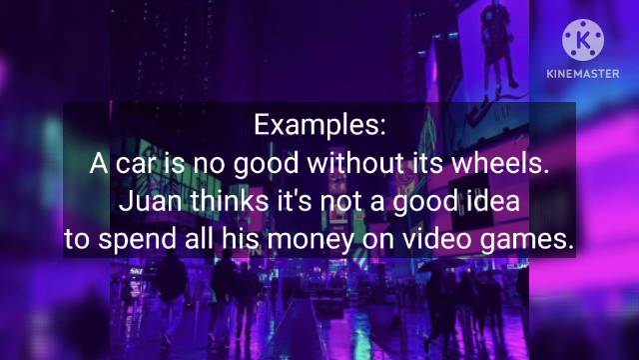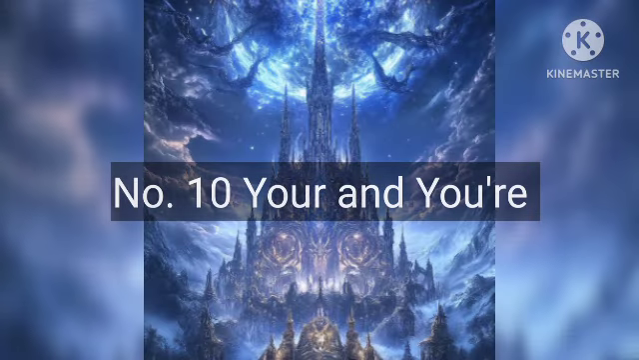For second example, Juan thinks it's not a good idea to spend all his money on video games. We use it's with apostrophe because it can be used as it is or it has. For number 10, your and you're with apostrophe.